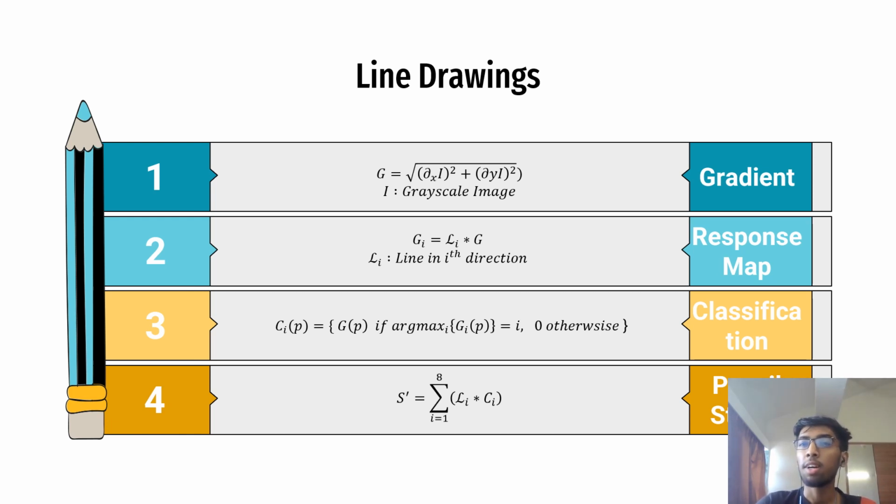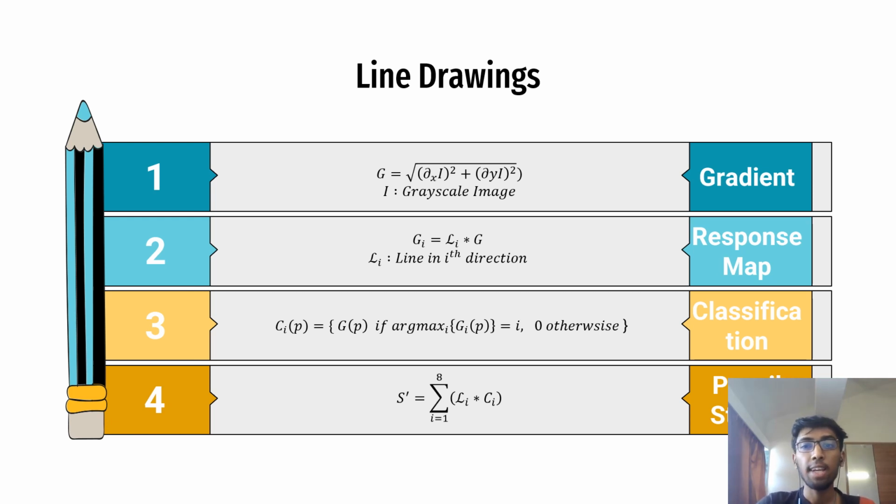But we cannot use just the gradient for the line drawing, because the gradient is generally not continuous. The edges will not be continuous, but we want the lines to be continuous, so we cannot use the gradient alone. So we propose another method, which is to generate a response map. The response map will show in which directions pixels are oriented, or in which direction pixels line up. That is calculated by G_i, the response map in the ith direction, by convolving the gradient G with L_i.